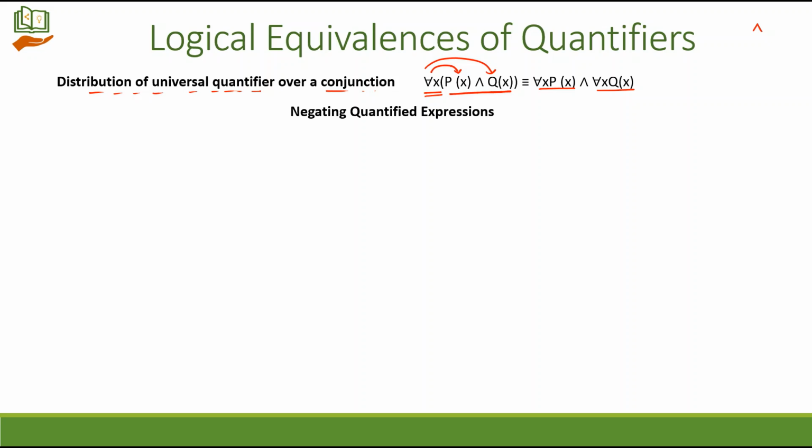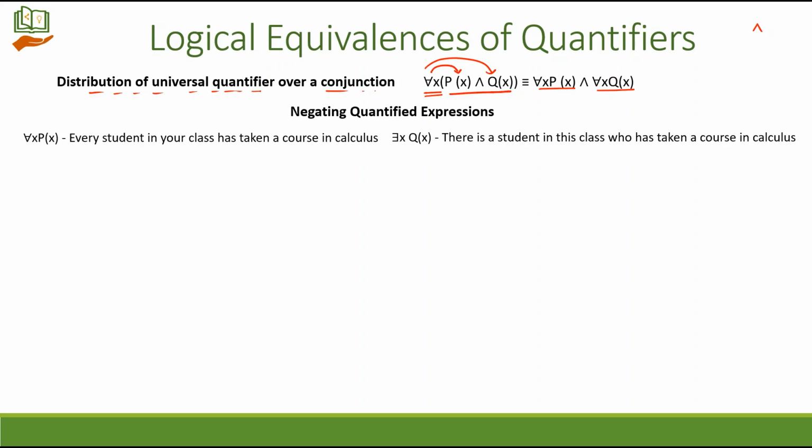Next we have negating quantified expressions. For all x p of x is taken as every student in your class has taken a course in calculus. So p of x is about taking a course in calculus. We have q of x under the existential quantifier. This states that there is a student in this class who has taken a course in calculus. So taking a course in calculus is what? We have p of x and q of x. But for all says that every student has taken. Existential states that there is a student.